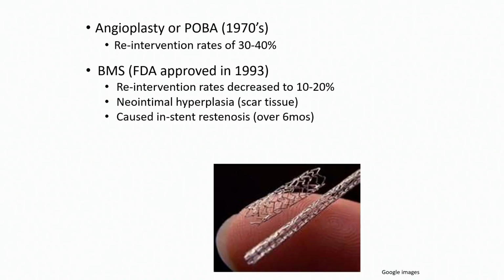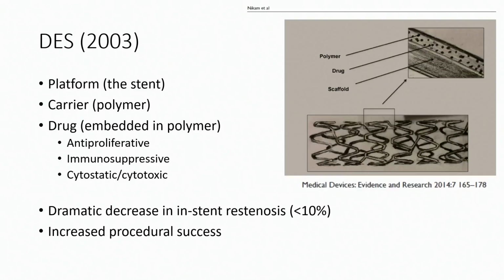However, and of course it was successful, the reintervention rate decreased quite a bit. However, because this is a metal structure, it's a foreign body, it results in neointimal hyperplasia, much like scar tissue formation. And over a period of time, the patients that have bare metal stents end up with in-stent restenosis, which is gradual, happens over a period of, let's say, 6 months or so. The symptoms gradually start to return, chest pain, and then they usually have to visit the cardiologist for a reintervention. So in order to tackle that problem, in 2003, drug-eluting stents were FDA approved.